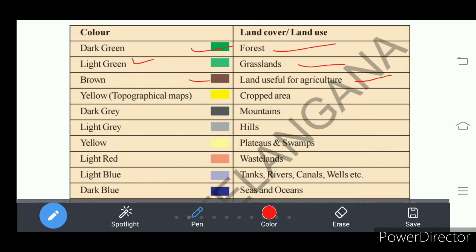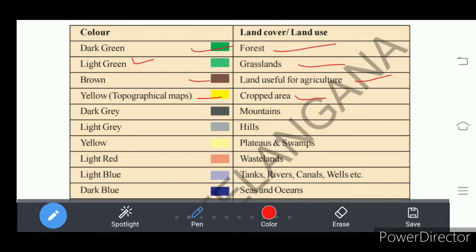If you find a yellow color, it means that it is a cropped area. Agriculture land is different from a cropped area. Cropped area means it is the land where crop is cultivated. The brown shows agriculture land, in the sense of land allotted for agriculture. Yellow color represents where crops are cultivated.